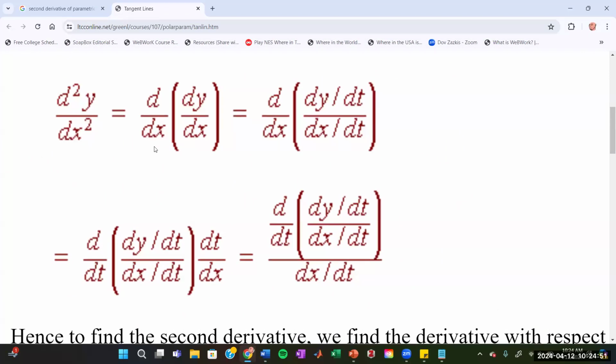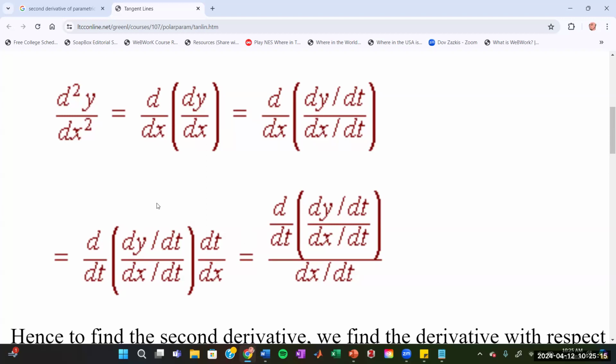So the game is still the same. I want to take the derivative of dy dx with respect to x, right? But when we're dealing with parametrics, what's my first input? It's no longer x, right? It's t. So that's why we kind of have to use chain rule.